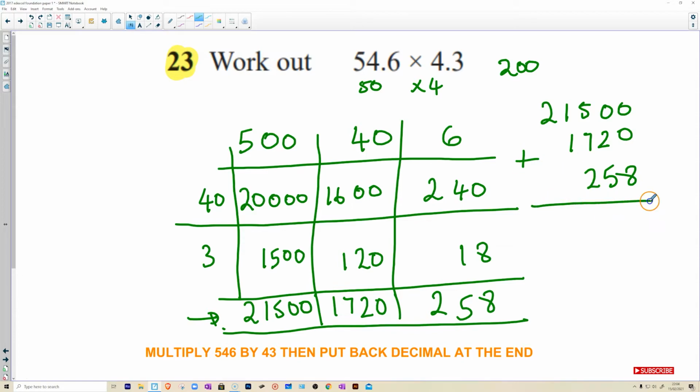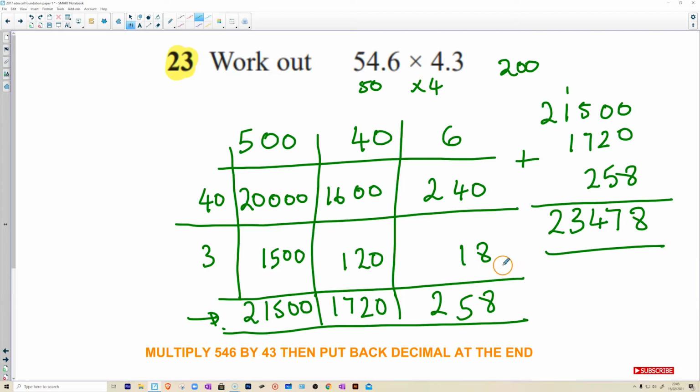Add all these numbers up. 0 plus 0 plus 8 is 8, 0 plus 2 plus 5 is 7, 5 plus 7 is 12, plus 2 is 14, carry over the 1, and then that's 1 plus 1 is 2, plus that 1 is 3, and then 2 comes down here.